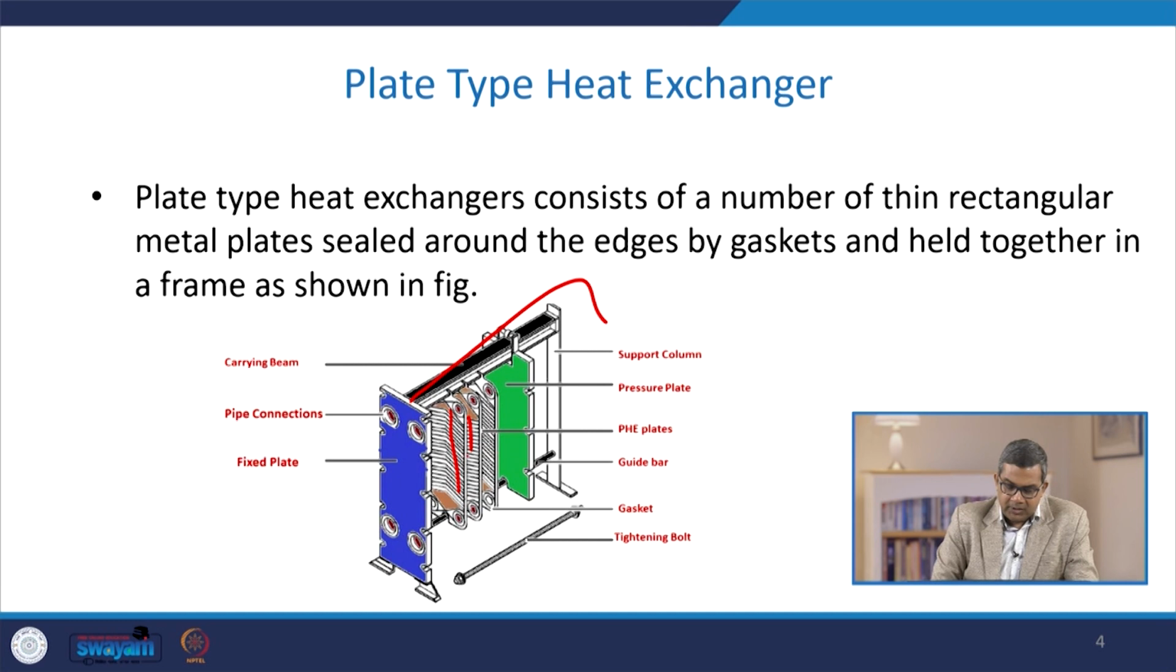Now here you see that these are the plate heat exchanger plates. There are certain guide bars to remove or to adjoin all these plates. These are the gaskets. These are the tightening bolts so that you can make the compact structure. These are the support columns, and here you see this is the pipe connection, this is the fixed plate for the support, and this is the carrying beam, or sometimes referred to as a carrying rail.